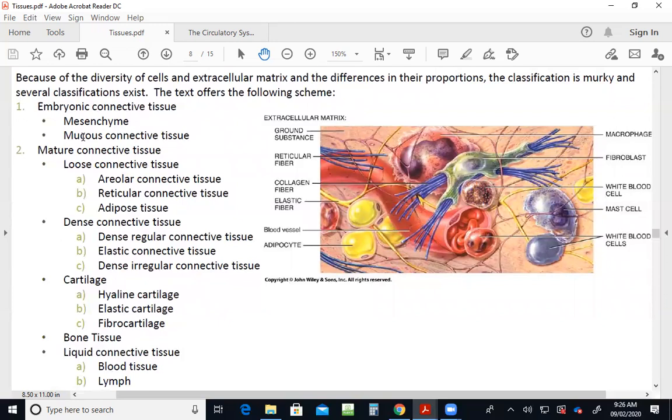Because of the diversity of cells in extracellular matrix and the differences in their proportions, classification is murky and several classifications exist. So what I've done is provided you the outline that your textbook goes with. Listed there, number one, are the two types of embryonic connective tissues. I'm not going to worry about you knowing those because there are so many others of the matures that I'm going to have you know. The picture on the right is just showing you nicely how spread out those cells are from one another with the ground substance and fibers, part of the extracellular matrix, in between. I'm not going to worry about the picture because it's not important.